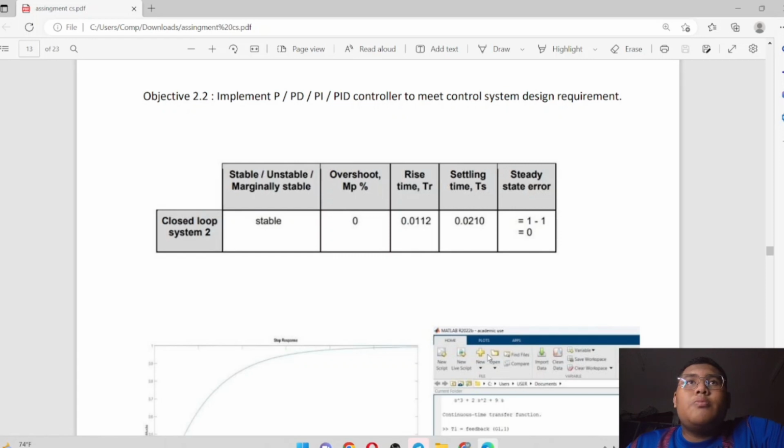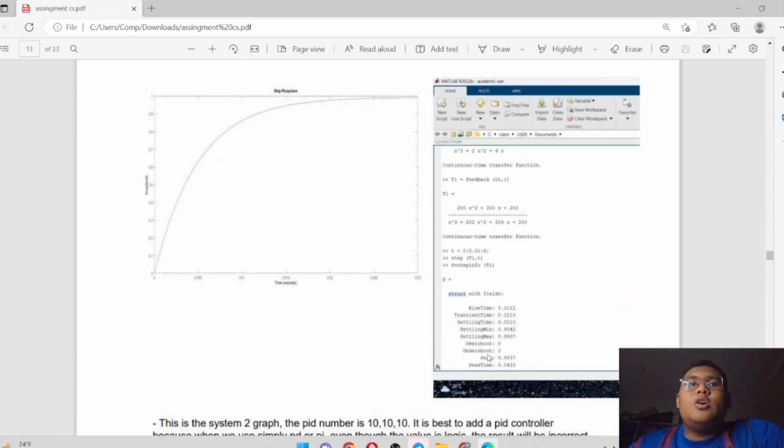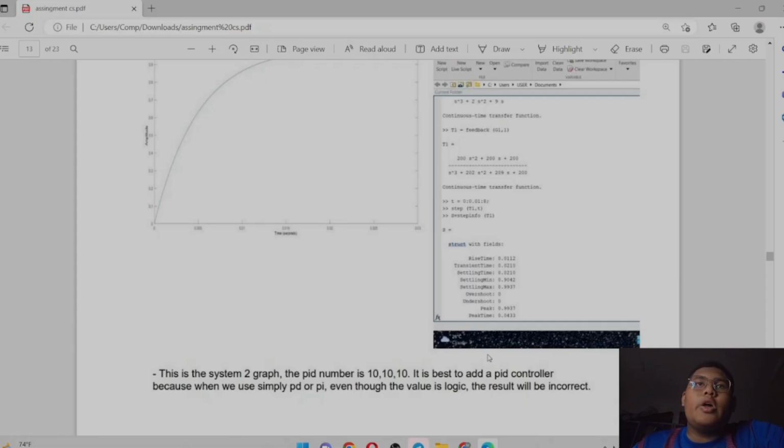For the PID controller, we use the MATLAB control system design tool to find and we get this result. We get the stable closed loop system. The overshoot is 0. The rise time is 0.0112. The settling time is 0.0210 and the steady state error is 0. So that is all for circuit number 2.